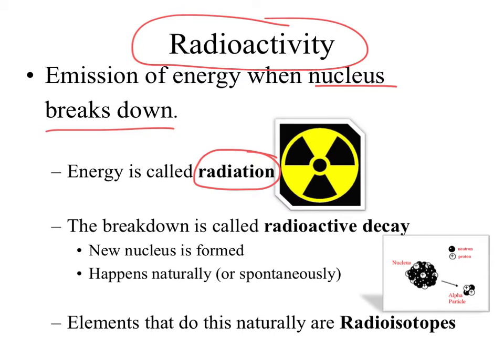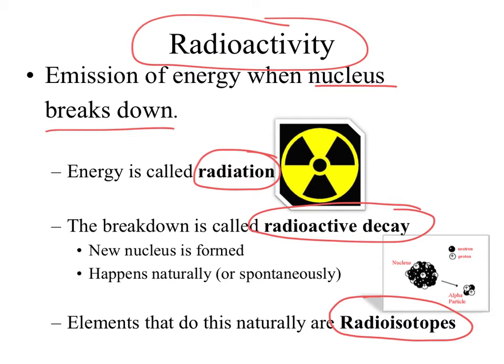Now, notice I didn't say whether it was dangerous or not. Not all radiation is dangerous, and we'll get into that. When an object naturally breaks down, though, we call that element a radioisotope. So for some reason, just sitting out in the open, it naturally breaks down. Its nucleus breaks apart into other elements. We call that a radioisotope. And the process of that radioisotope breaking down is called radioactive decay.